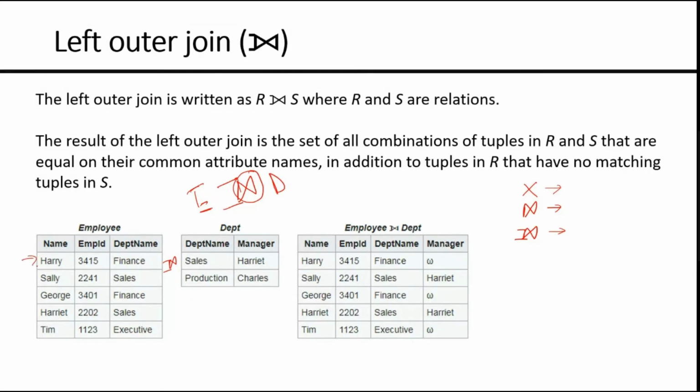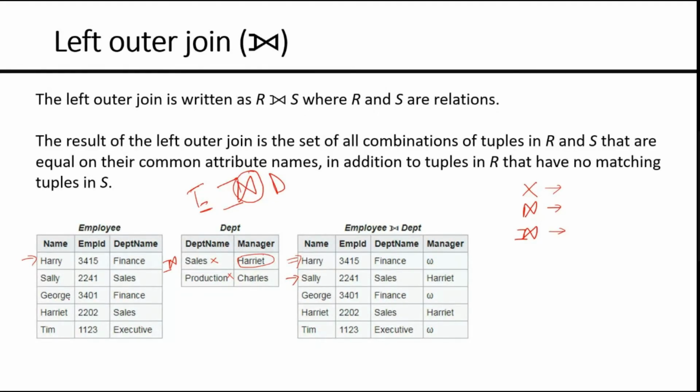So start with Harry 3415 finance. So finance, a student is matching with sales? No, it is not matching. Finance is matching with the production? No, it is not matching with the production, right? So now I'm coming here. Sales is matching with sales. Yes, sales is matching with sales. So I have to take Sally 2241 and sales. So Sally 2241 and sales. And here you have to consider Harriet also. Okay, don't bother about this row, students. This is coming because it was left out only. Right now we are here.